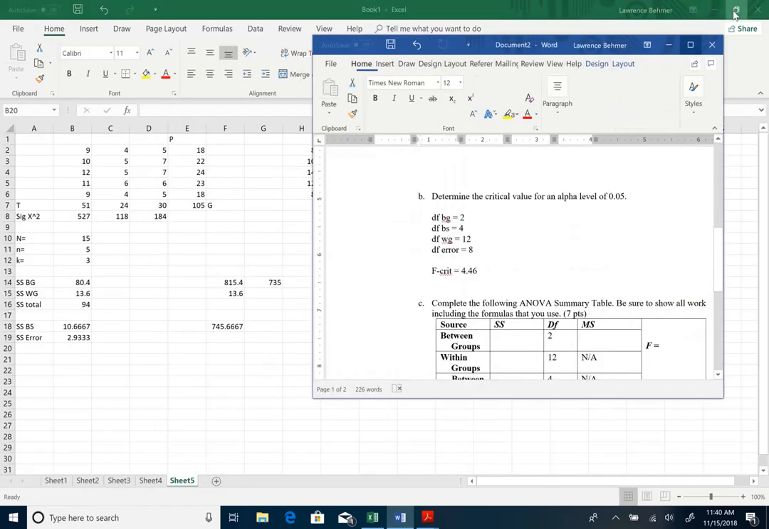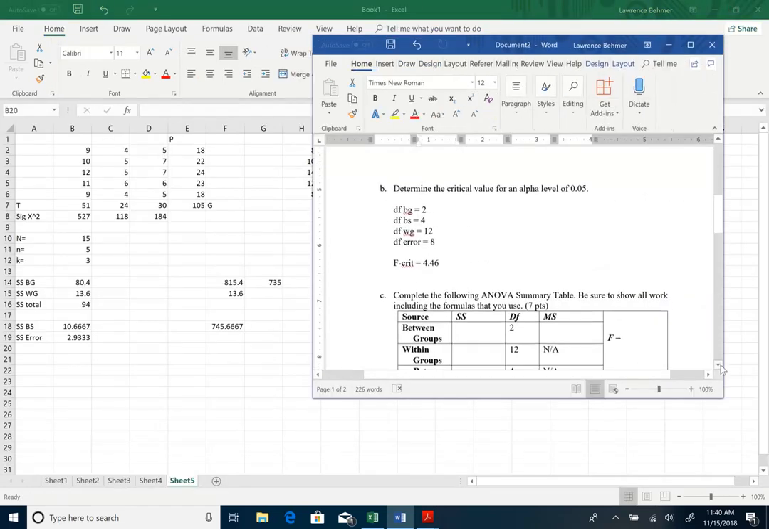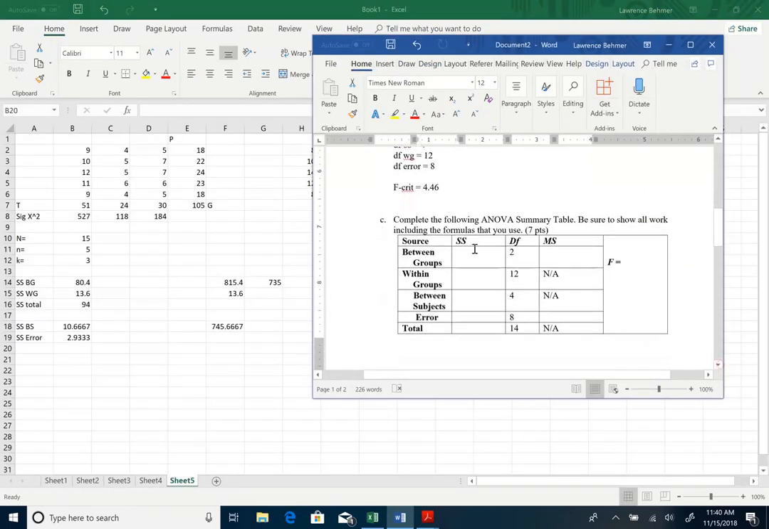I'm going to minimize this a little bit so that I can see my Excel sheet. My between group sum of squares was 80.4. My within group sum of squares was 13.6. Between subjects was, we'll just call it 10.67. For error, we'll call it 2.93. And finally, for total, we get a sum of squares of 94.